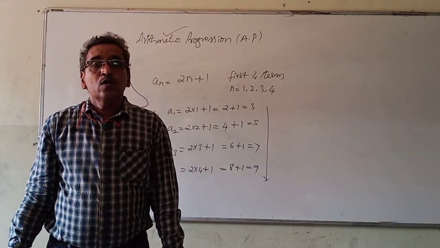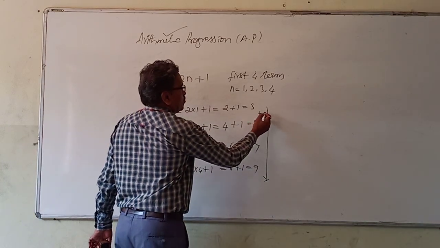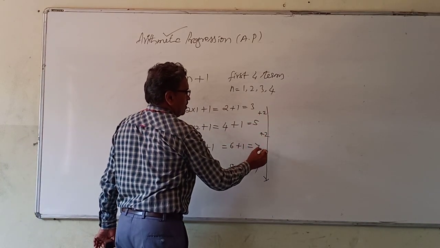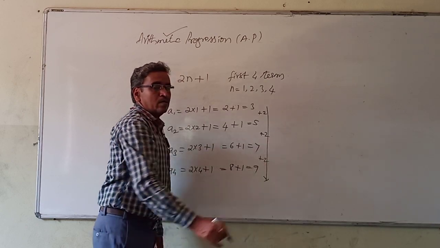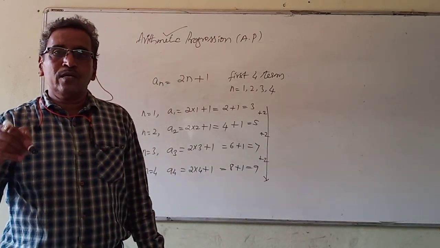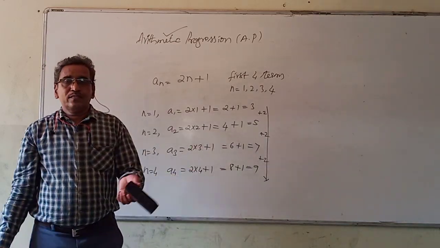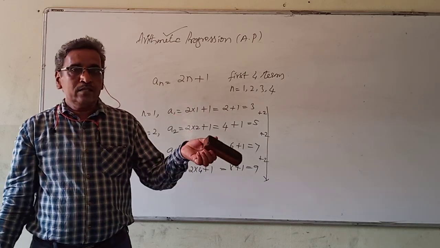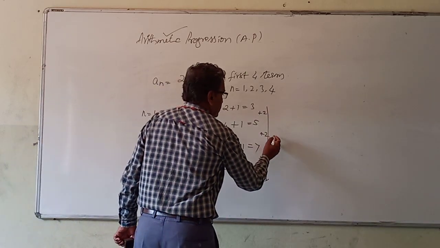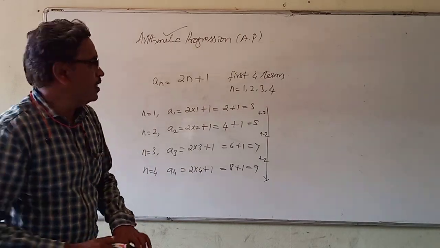The nth term is 2n plus 1. So 3, plus 2 is 5, plus 2 is 7, plus 2 is 9. So a fixed number is being added to the number to get the next one. So we can understand that such examples are related to sequences where the difference is constant, and then it is said to be an arithmetic progression.